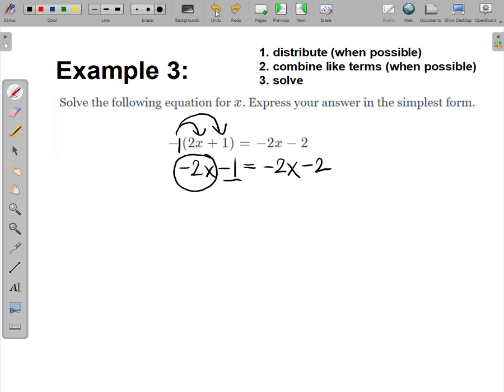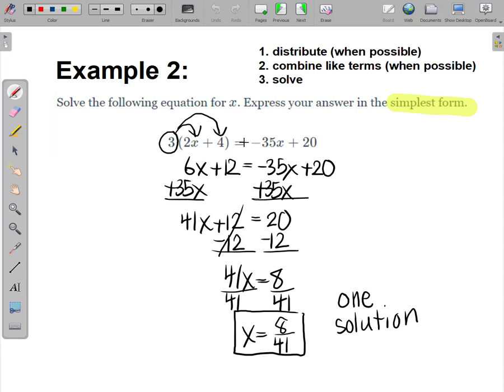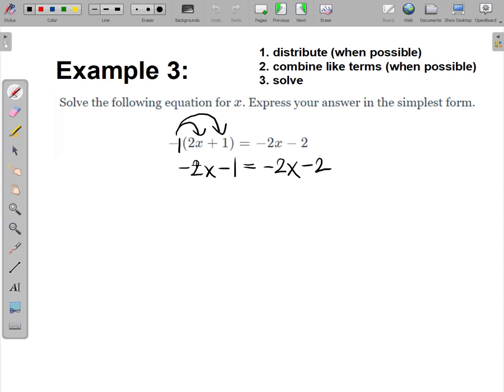Now, in this problem, we're kind of like example 2 if I look back. Notice that I had a variable on both sides. And what I did is I added 35x because I wanted to make sure that my x terms were positive. So in this one, I have a -2x on the left and I have a -2x on the right. So it doesn't matter what I do. In other words, when I add 2x on the right side, I add 2x on the left side. And just for the sake of trying, I'm going to pretend to try and move them to the left.